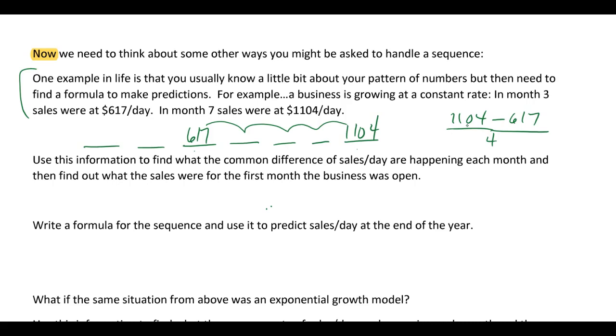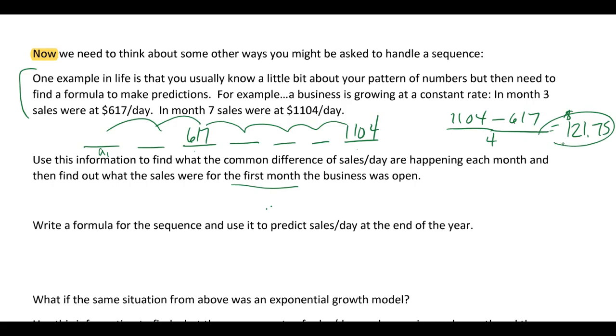And what that's going to give me in the calculator, I hope, let's see if I have that number, is, ooh, it's giving me a fun fraction here, 121.75. So what that means is that that's how much money we are making per day. So what I'm going to do is, if I'm reading this correctly, it wants me to find the first month the business was open. Well, to find that, I can just work backwards, right? So I can take my 617 and work back to my A1 term and subtract this number twice.